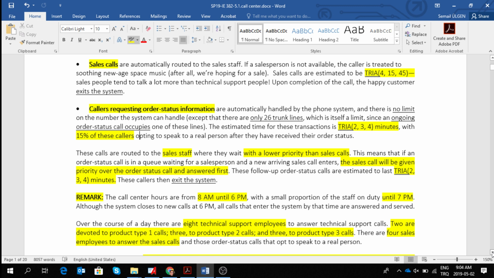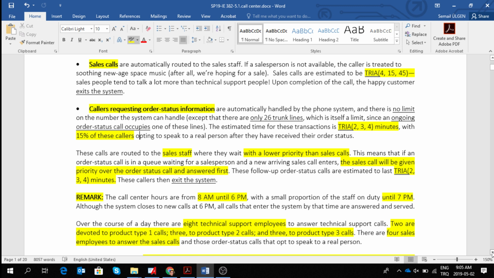What type of staff are they going to be directed to? They are going to be routed to the sales staff. But if you compare, sales calls are going to be routed to the sales staff. Order status calls are going to be routed to the sales staff. One of them should have a priority. Of course, the sales calls will be given the priority because they will buy new stuff. Okay.